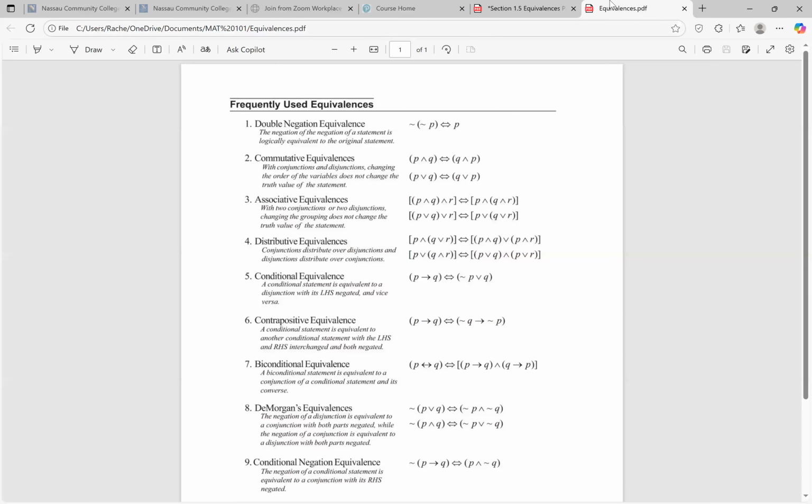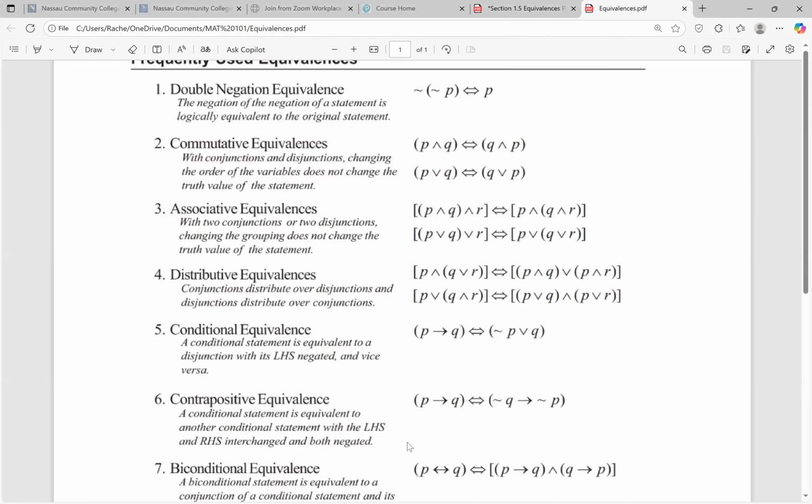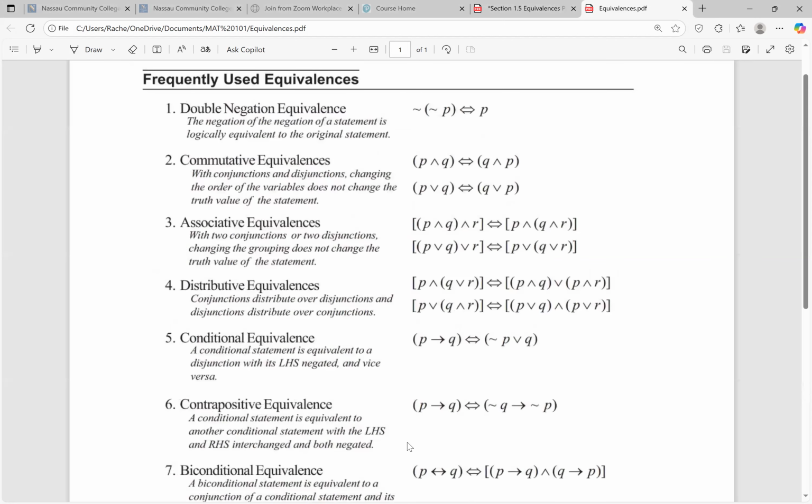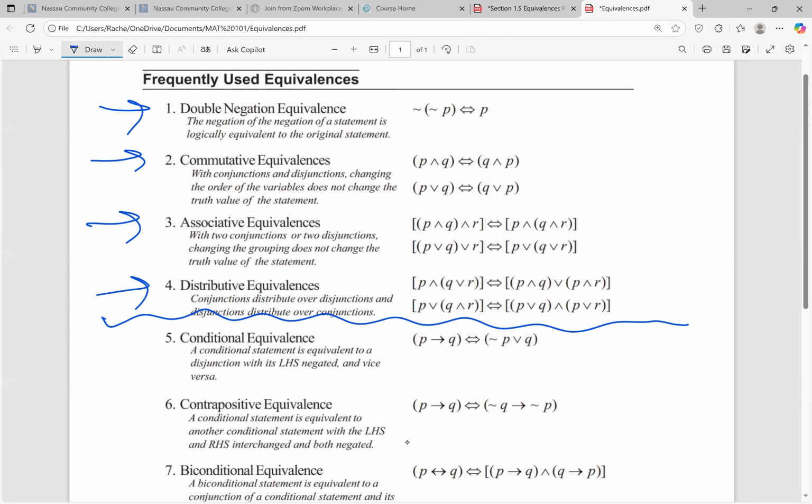I posted equivalences. You should be able to see them now. So I copied from the book. There's a page in the book where it lists all the equivalences. So it's nice just to have them all in one spot, right? And until you start remembering them, print this. So we did up to here, right? In this lecture, we covered the first 4: the double negation, the commutative, the associative, and the distributive.